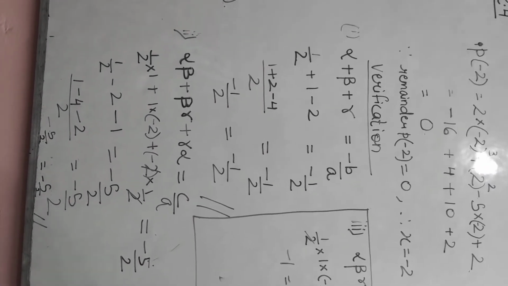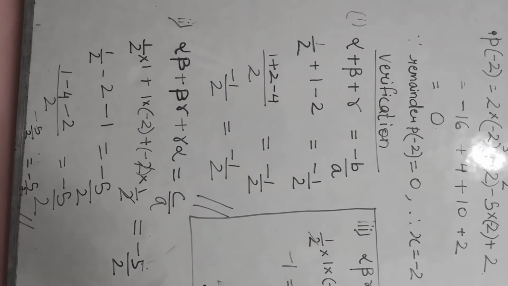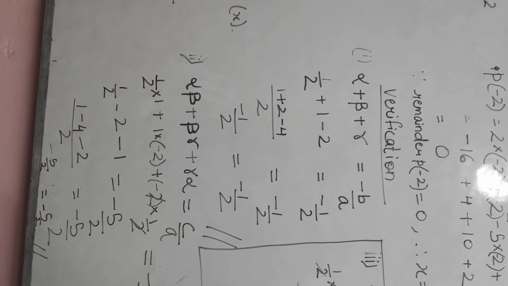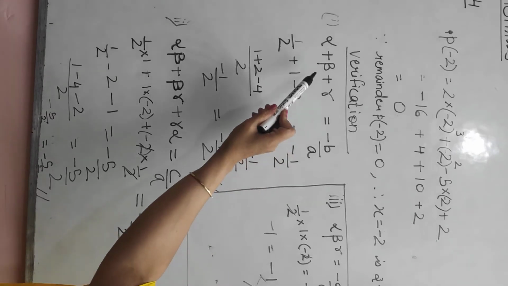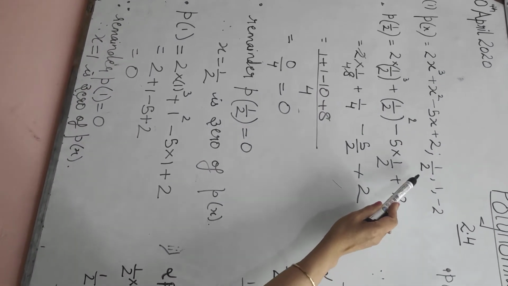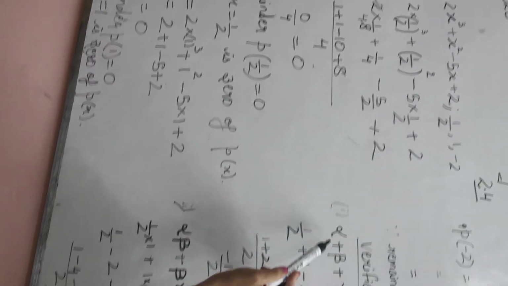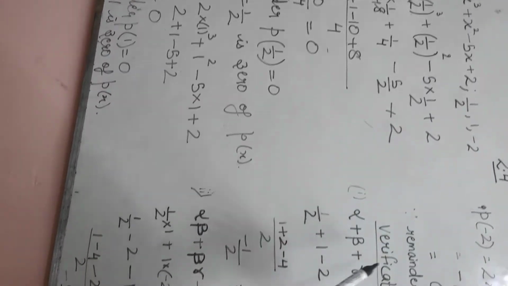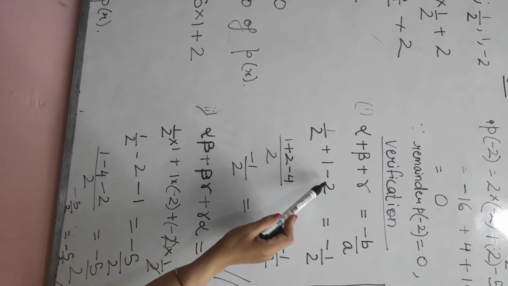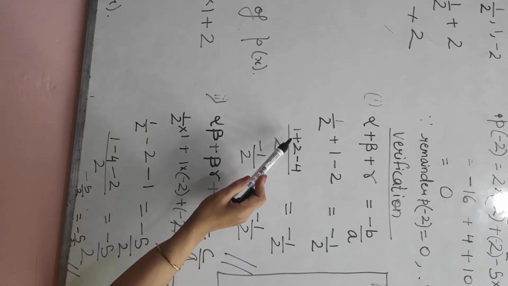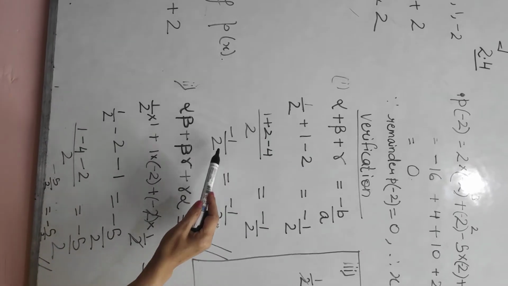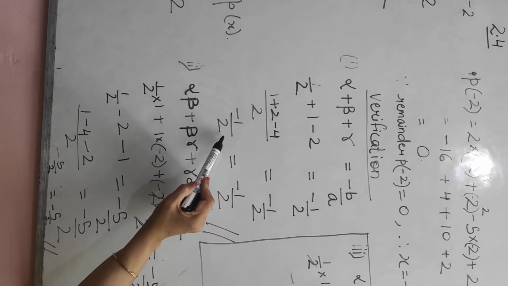Now we have to verify the relationship between the sum of the zeros and the coefficients of the given polynomial. Okay beta, the three zeros given were 1 by 2, 1 and minus 2. Let the first zero alpha be 1 by 2, beta be 1 and gamma be minus 2. So sum of the zeros 1 by 2 plus 1 minus 2. Taking LCM, 1 plus 2 minus 4 by 2, minus 1 by 2. So on solving this, sum of the zeros we are getting minus 1 by 2.